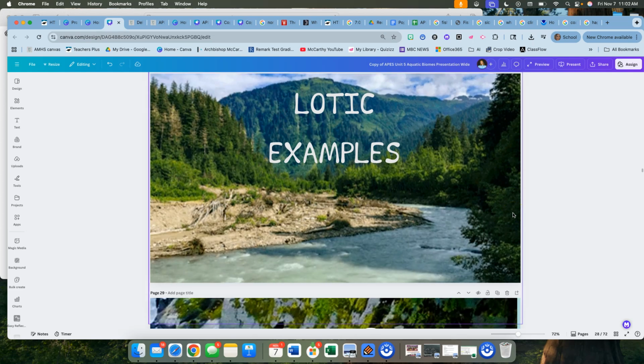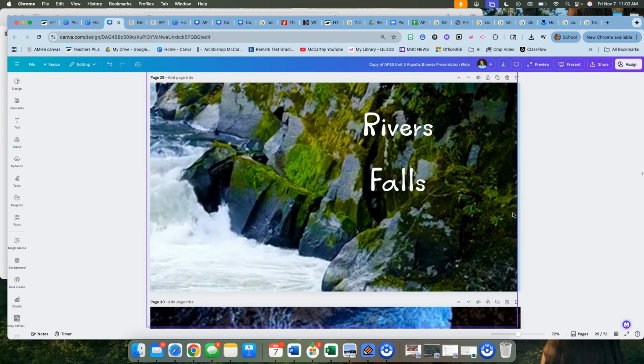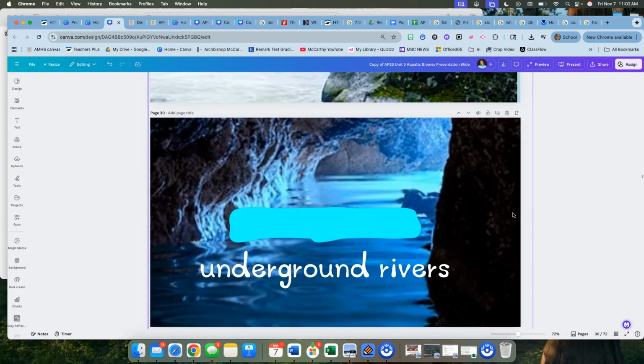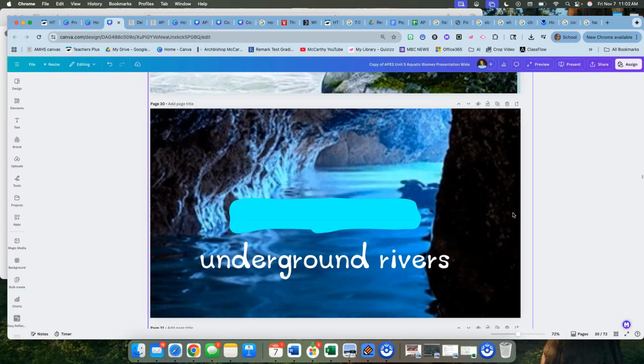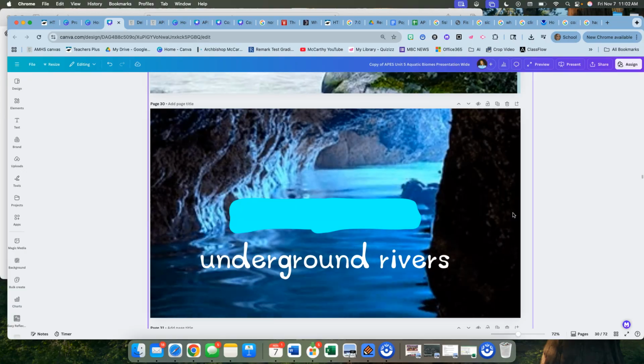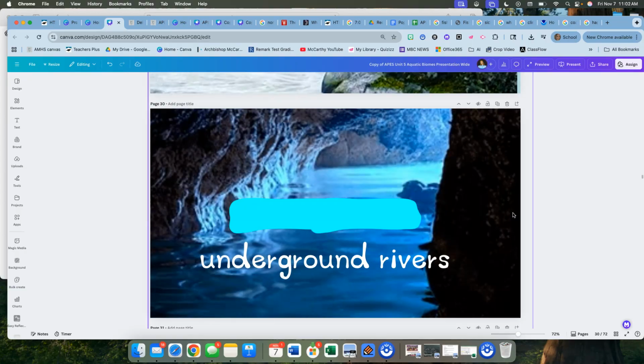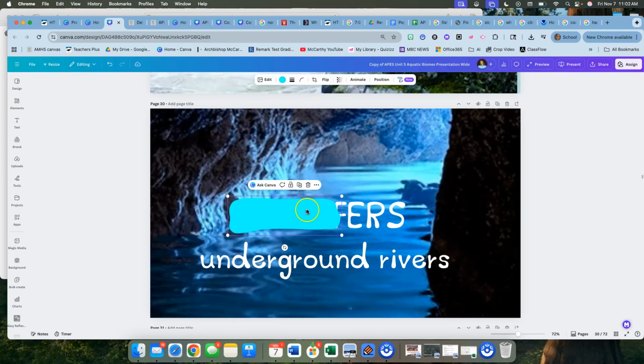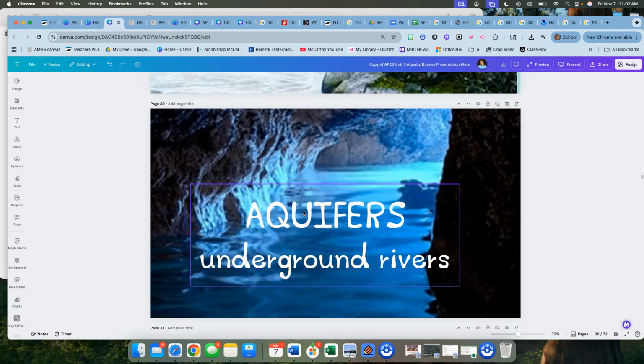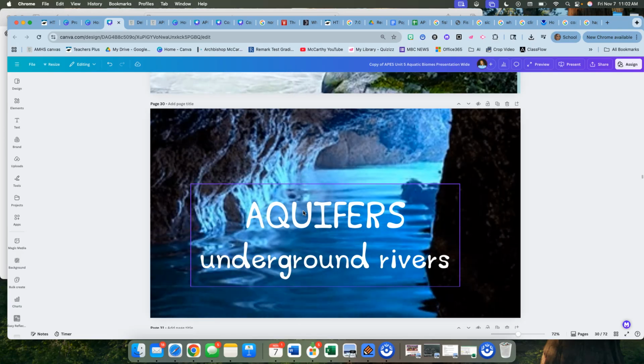Lotic examples. It doesn't mean it's all of them, but examples of flowing water can be rivers, falls, and then this is an important one because this is one we do tap into that's not easily accessible, which is aquifers. Good. Very important that you remember that aquifers move.